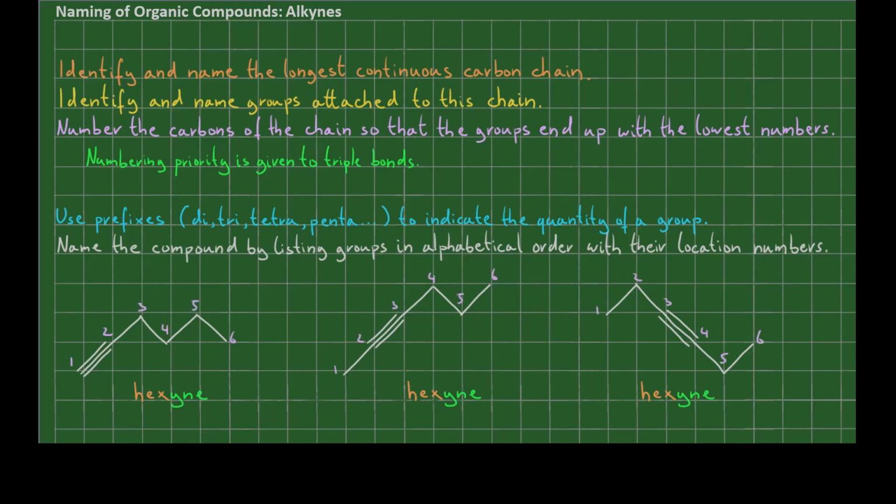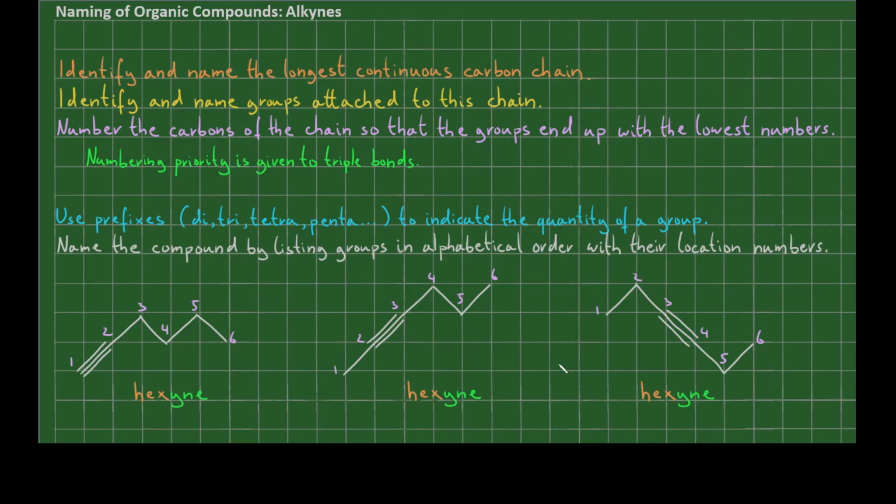In each case, the lowest numbers are achieved by numbering the carbons from left to right. That being said, in case of the rightmost hexyne, it does not really matter. I could have also numbered it from right to left, and the location of the triple bond would still end up on carbon number 3.